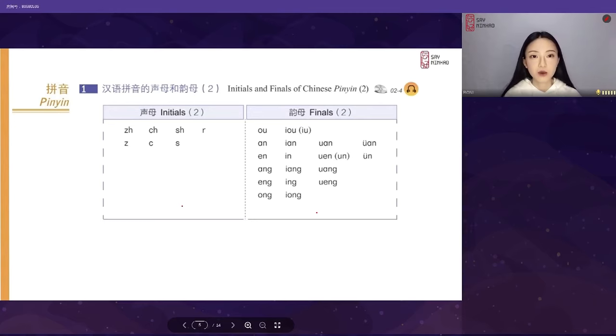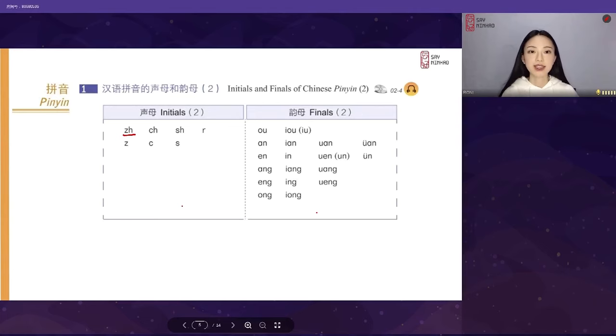So first, read after me, okay? First one is 知. Look at the shape of my lips. If you don't know where to put your tongue, imagine this is your upper gum, and this is your tongue. Try to touch the upper gum with the tip of your tongue, and then quickly remove it to leave a slight gap for the air to go through, okay? Leave quickly.